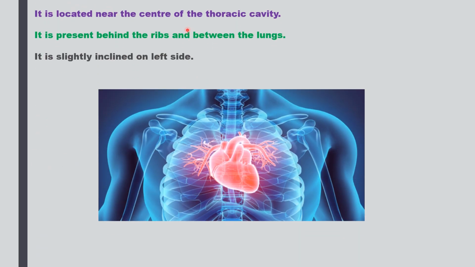The heart is located right at the center of the thoracic cavity. The thoracic cavity is the chest cavity. It is located in between the two lungs and above the diaphragm. The heart is slightly inclined towards the left hand side. So you will see the tip of the heart, or the apex portion of the heart, is slightly inclined towards the left hand side.